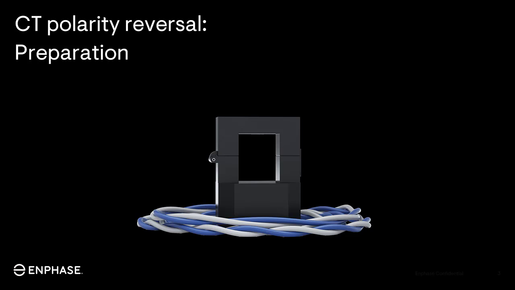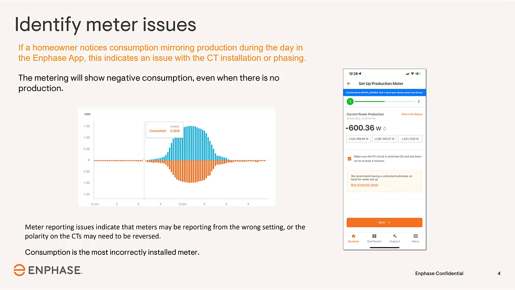Before you make any change in the software, you'll want to confirm that there is a problem with the CT and that it's narrowed down to the polarity of a CT. How do you identify meter issues? The first and easiest way is to do your verification while on site during installation and commissioning. The installer app will show a negative number during the commissioning of the CT using the CT Meter Wizard. Once identified, the CT can be corrected while on site. This is the most cost-effective way to make the fix since you, the installer, are there on site.